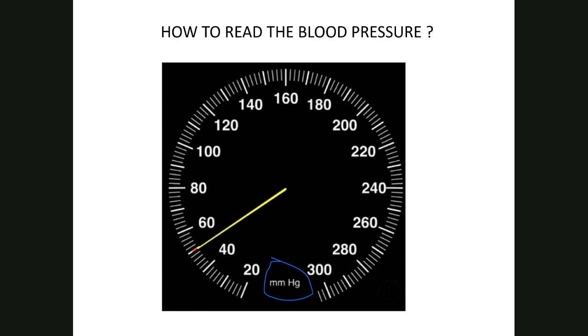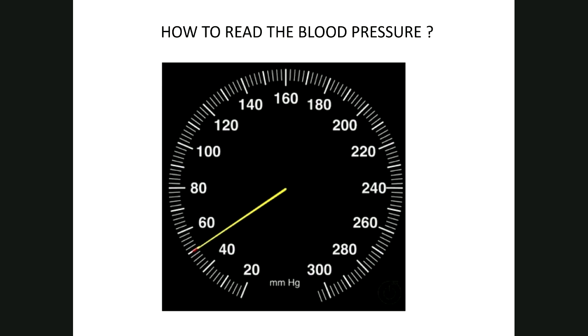So usually in the OSPE, we might keep a dial like this, where there is an indication, right? It will be kept here, and then you will be asked to read out. Now, how much is the blood pressure shown in this particular picture? Anyone can type what you see in the picture.